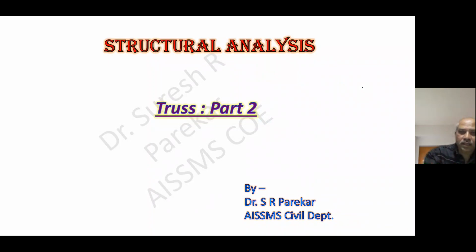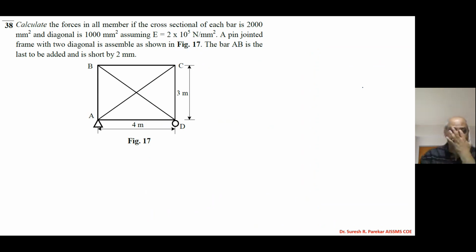So we are with the second part of these trusses. Calculate the forces in all members if the cross section of each bar is the same. So actually we have each bar, that means vertical and horizontal, and because the diagonal is mentioned over here, that is 1000. E we have 2 into 10 raised to 5, a pin jointed truss with two diagonals.